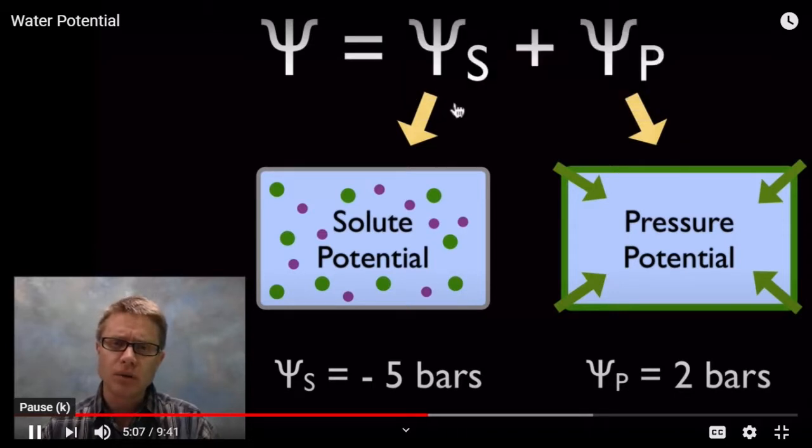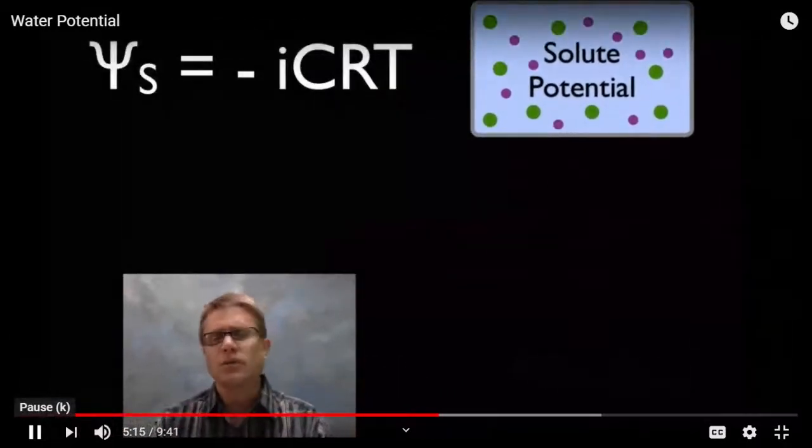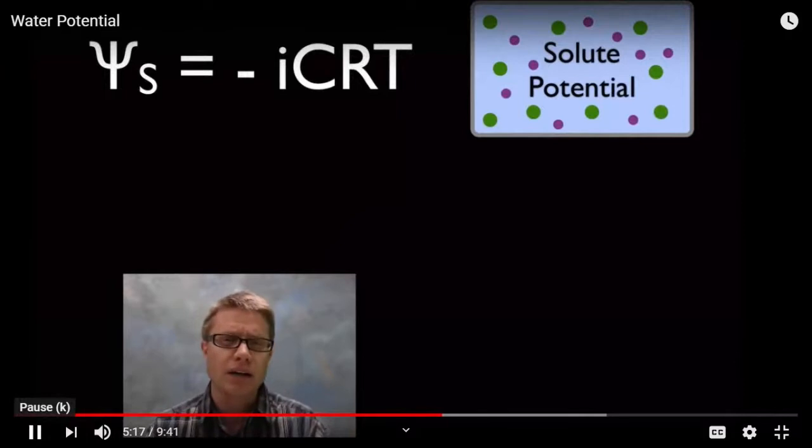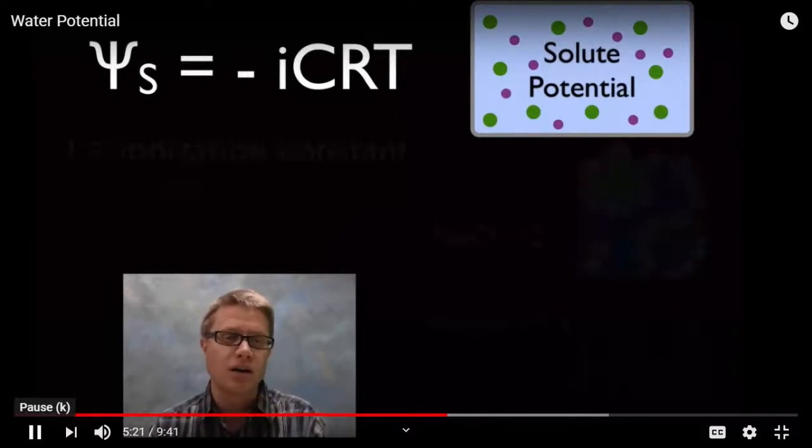Sometimes you'll be asked to do a little bit more detail here on the solute potential. And there's an equation for that, which in my class I would not want you to memorize. But let's throw that up here right now. So solute potential is equal to -iCRT. So we've got to go through each of those parts, the i, the C, the R, and the T.